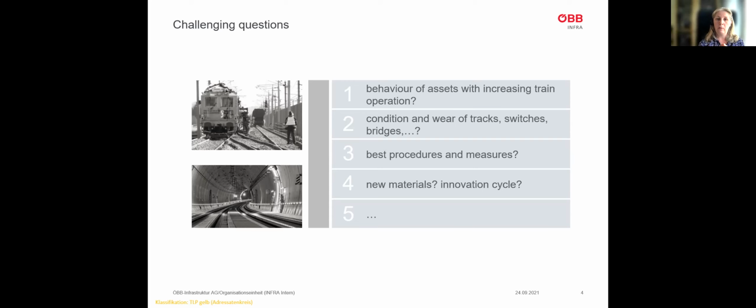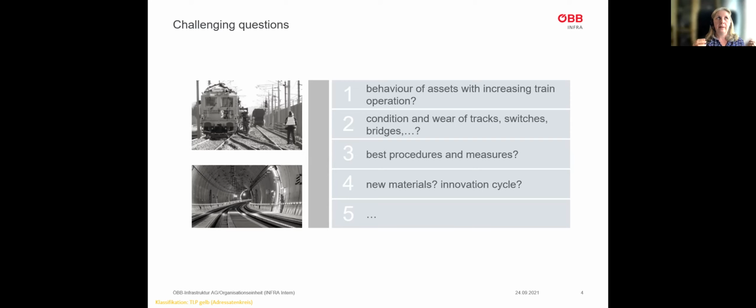So for example, what is the behavior of our assets when we increase train operation by, for example, 30% on a certain line? What about the condition and the wear of tracks, of switches, and other structures? How to choose the best procedures and measures for a certain line? And what about new components, new materials? What about the innovation cycles?